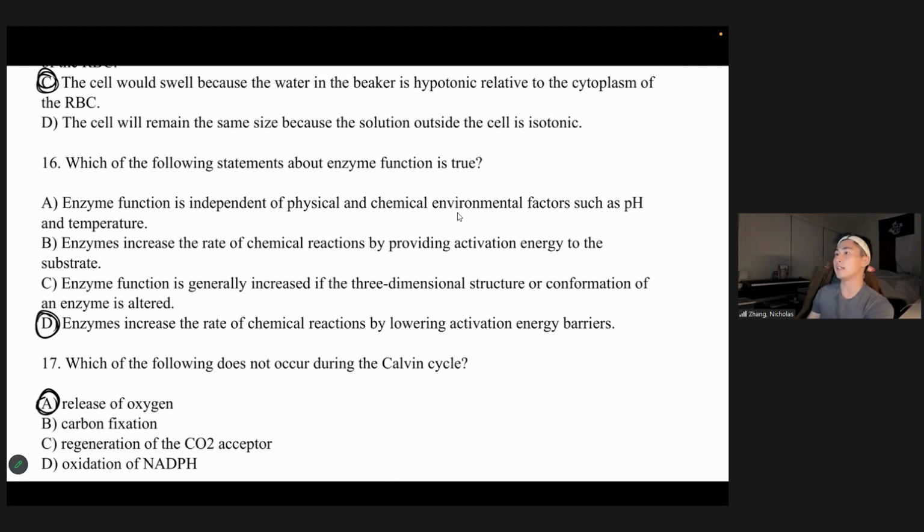Question 16, which of the following statements about enzyme function is true? The correct answer is going to be that enzymes increase the rate of chemical reactions by lowering activation energy barriers. This is true because enzymes don't change the free energy, the change in free energy of reactions. You can't really change that. However, they do make reactions more favorable by lowering the energy you would need to input into a reaction to make it proceed if it's non-spontaneous, or even if it is spontaneous, right?